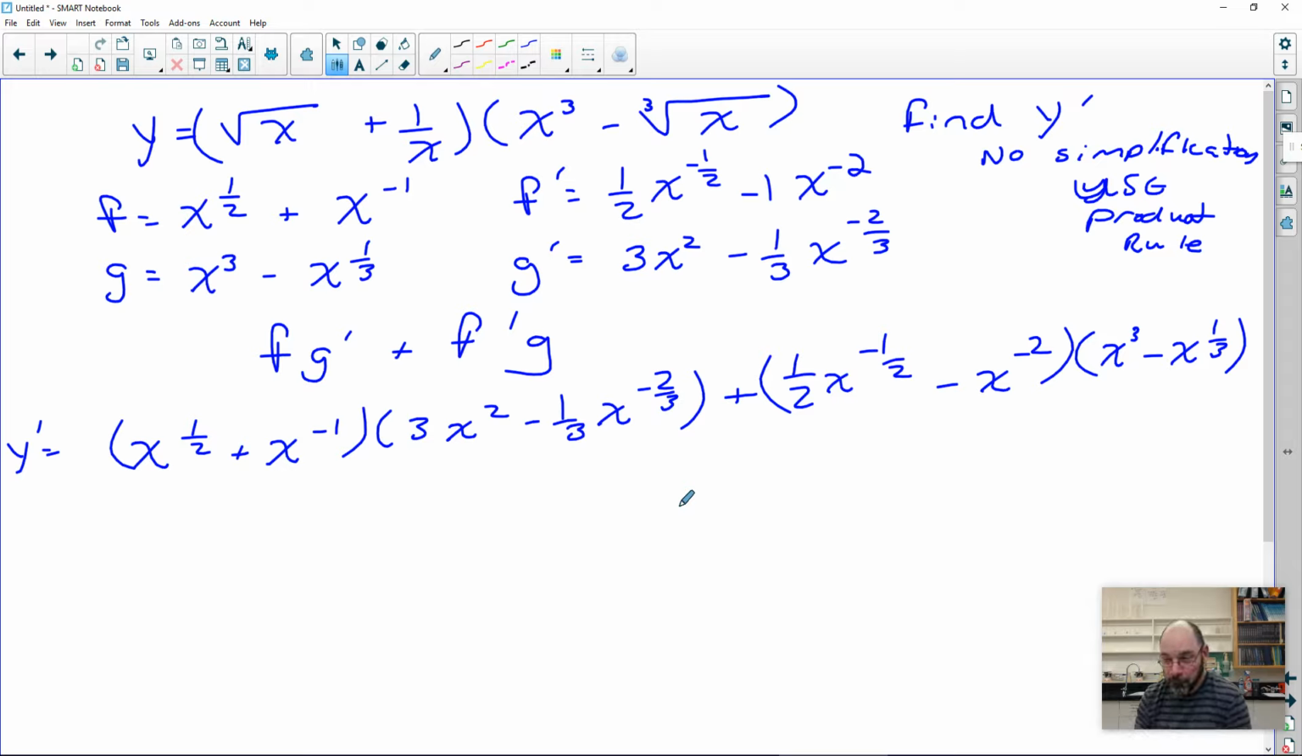Pretty straightforward, and this is probably where the complexity will get. I won't get you to simplify things like this. I'll just say do the first step, the leave-in-factored-form idea.